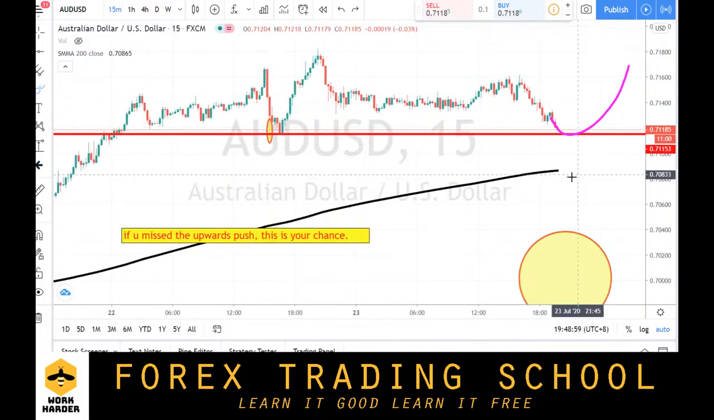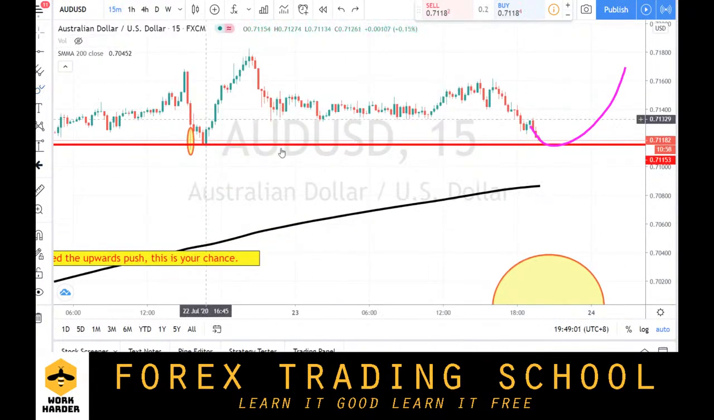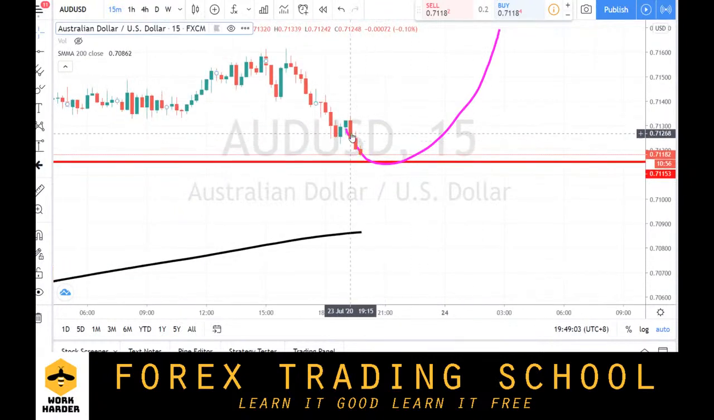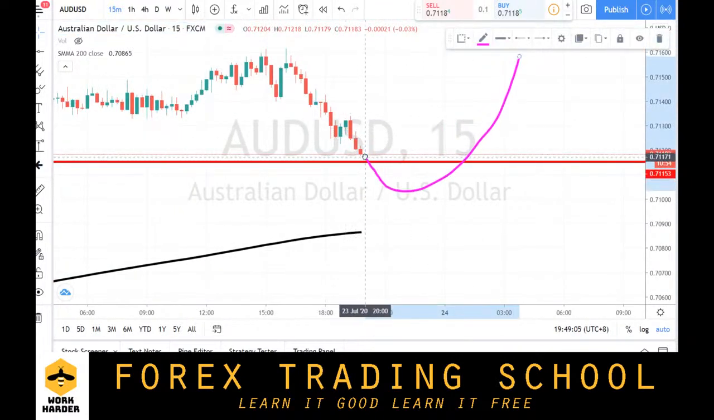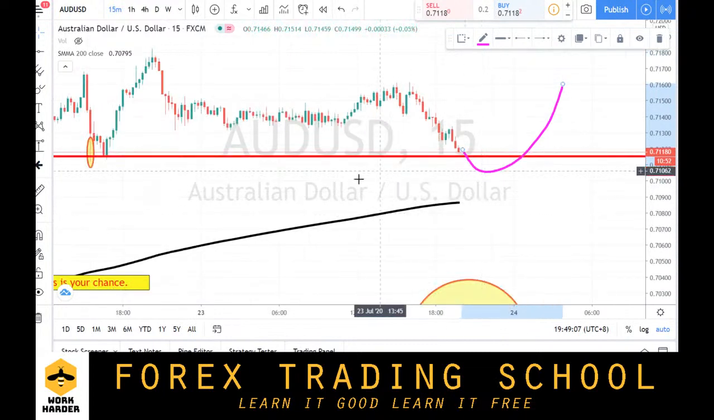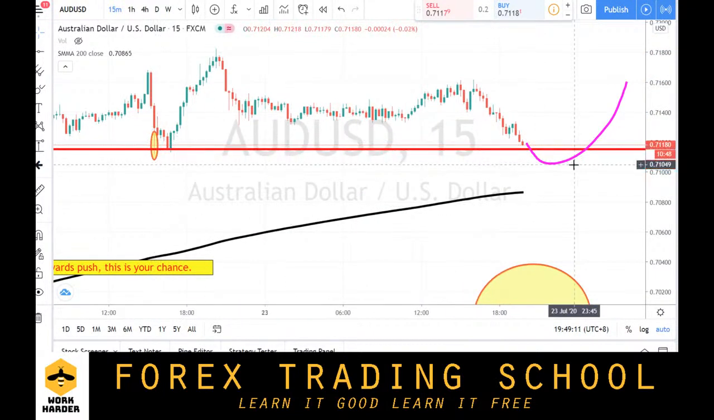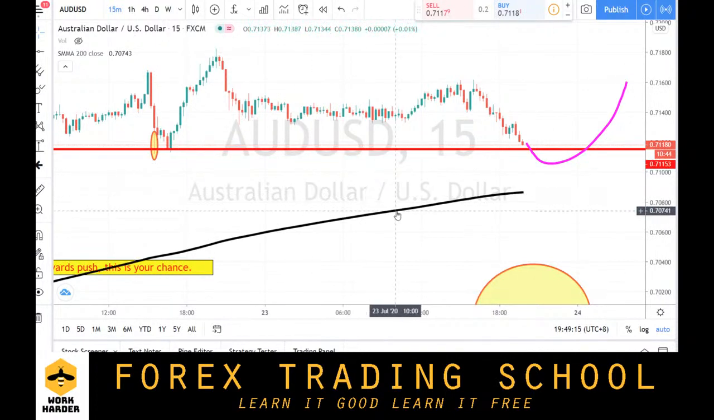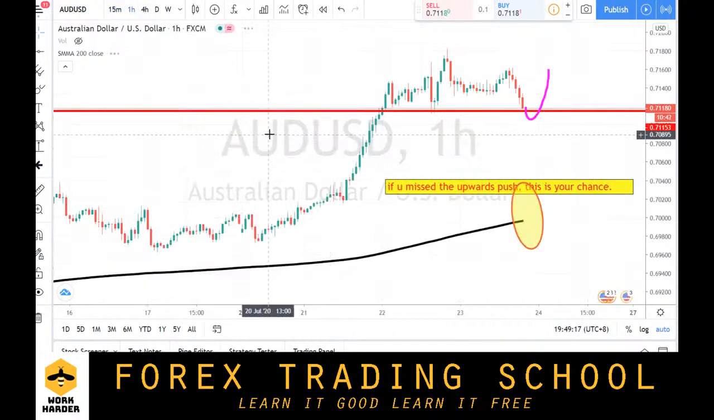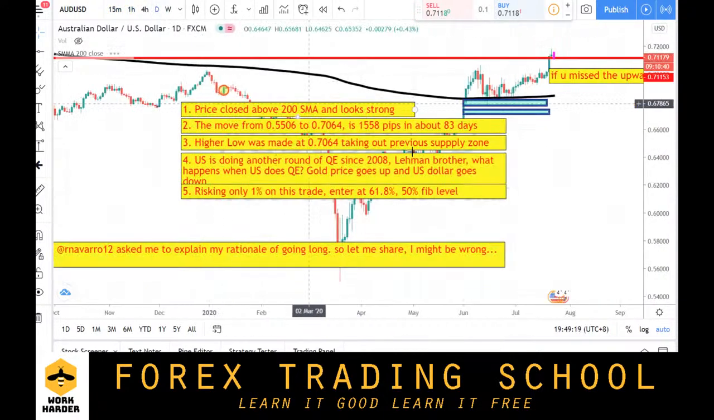The 15-minute chart shows you clearly this might be a chance for a bounce, maybe lower than here, lower than the previous low. About 0.7118 is a good price for entry on the Aussie USD. Let's see on the daily.